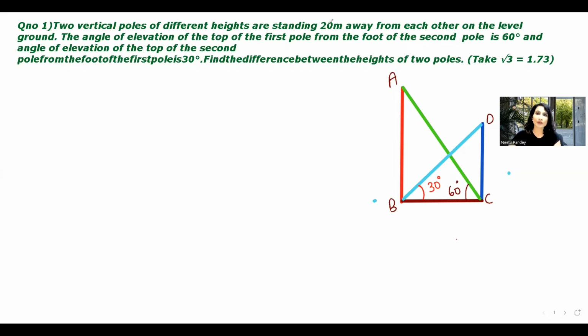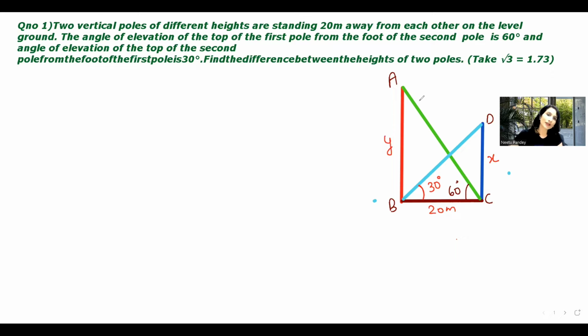One more piece of information is given: the distance between the first pole and the second pole is 20 meters. They are standing at 20 meter distance from each other on the level ground. So we have to find the difference of height of these two poles. So before that, you have to find the height of each pole. So let the height of the smaller pole be x and the height of the longer pole be y. So easily, let us start by one.